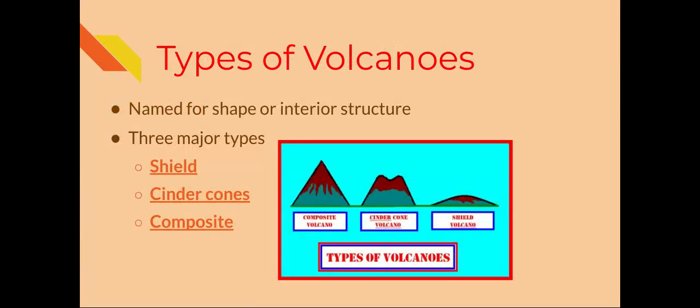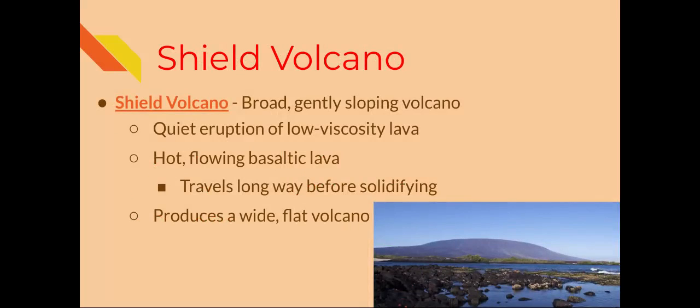There are three types of volcanoes. They're named for their shape or their interior structure. They include shield, cinder cones, and composite. First one is a shield volcano. Shield volcanoes are broad, gently sloping volcanoes.